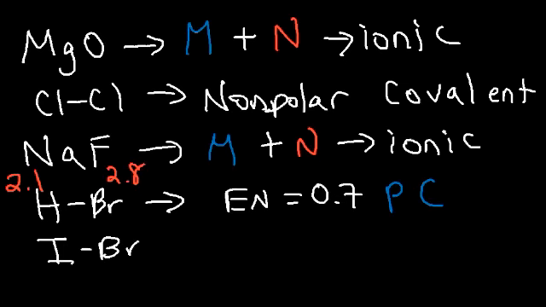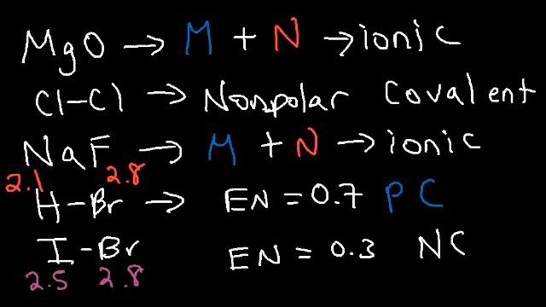Now, what about iodine monobromide? What is the difference in electronegativity? Iodine has an electronegativity value of 2.5, and for bromine 2.8. So the EN difference is about 0.3, which means that it's relatively nonpolar covalent. So I'm going to write NC. Again, make sure you use the table that your book provides, because if the values are slightly different, the result might be different. But the idea is that you want to find an EN difference of 0.5 or more to see if it's polar or not. So let's try some more examples.